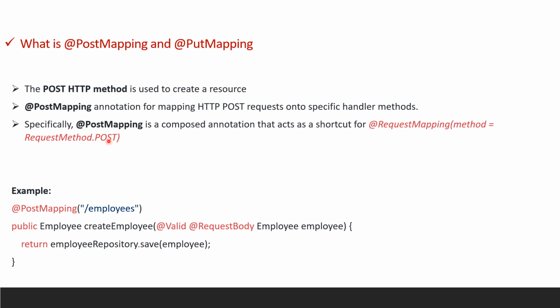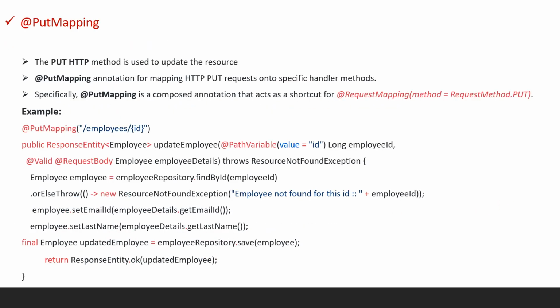For whatever HTTP method we are using, we declare the same way, but after RequestMethod dot, it changes depending on whether it is POST, PUT, GET, or DELETE. For example, for PostMapping, we annotate with PostMapping and the endpoint, and we have the corresponding method. And if we go for PutMapping, the PUT HTTP method is used to update the resource.